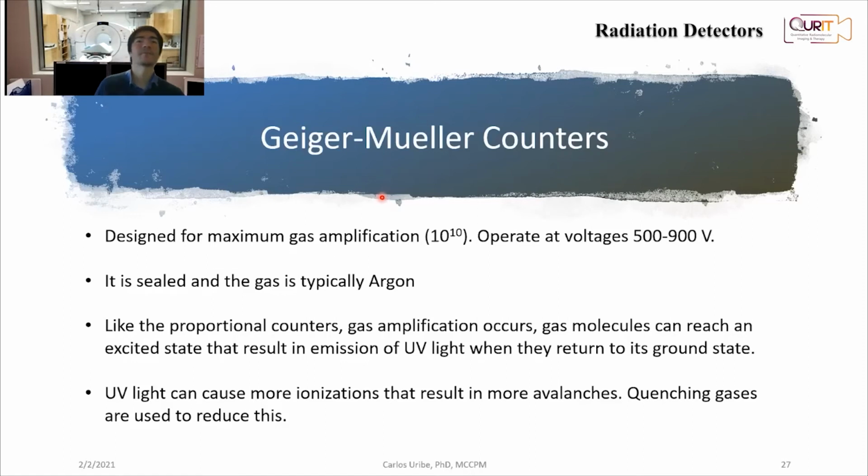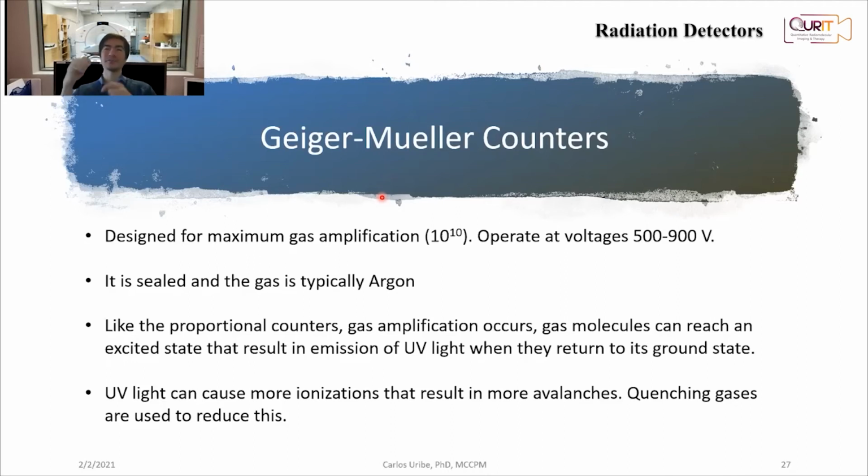Now, these proportional counters have this gas amplification, but the issue is that gas molecules can also become excited. And if these molecules are excited, then when they come down to their ground state, we have an issue: they typically emit ultraviolet light. This ultraviolet light may cause some other ionizations by itself, and then this is just resulting in more and more avalanches.